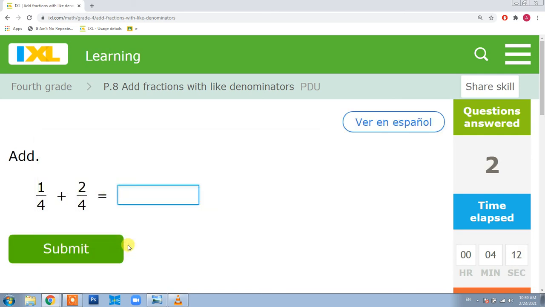Great. Now I would like you to give this answer before watching my answer. So pause and give its answer. Okay, we will add the numerators 1 and 2, that equals 3, and we will keep the denominator, that is 4. So the answer should be 3/4. I hope you have given the same answer. Great.